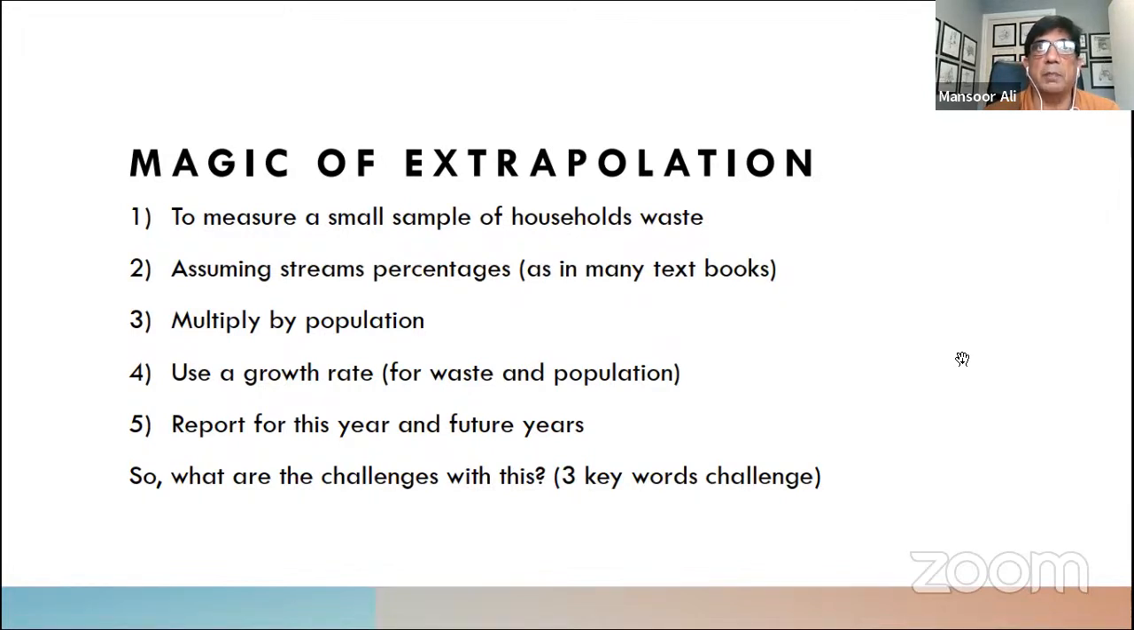But as I said, the main challenge is there are not many methods and techniques for developing countries which are checked and used. So that's what we need in the longer term. Can we go to the next slide, please?